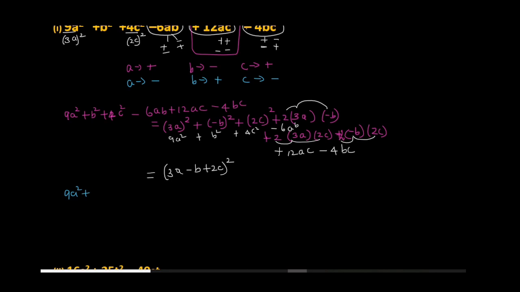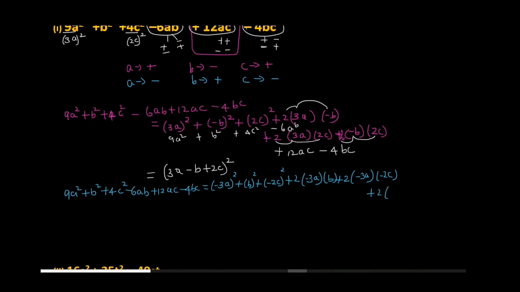That is 9A squared plus B squared plus 4C squared minus 6AB plus 12AC minus 4BC is nothing but, now our A is minus. So (3A) the whole squared, B is plus, B squared, and C also minus, (2C) the whole squared. Then AB means our minus 3A into plus B. And next term AC. So 2 into our A is 3A, C is minus 2C. Last term BC. So 2 into our B is B and C is minus 2C.